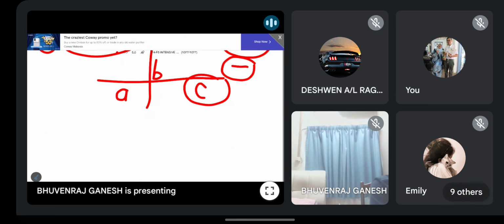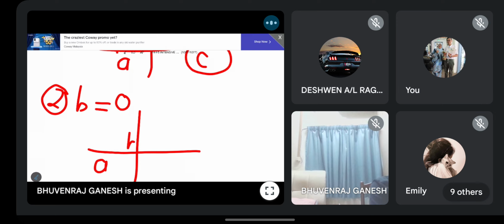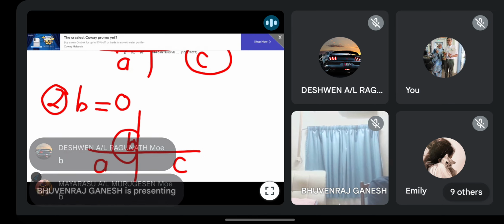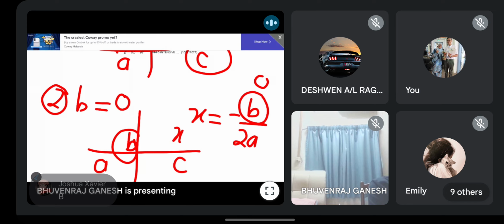Okay, so now we try again. For the second situation, I think this one should be straightforward. If b equal to 0, so guys, where will the graph be? Where is the equation of the axis of symmetry located? A, B, or C? If B is 0, yeah, the answer is B. Because no matter what, x equals negative b over 2a, if b equals 0, x will equal 0. So that's why it's the answer.